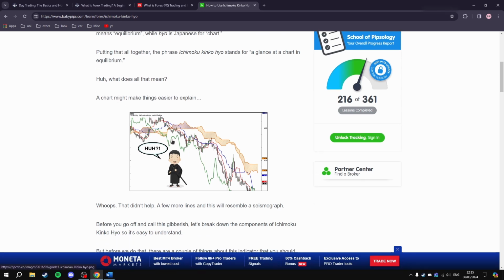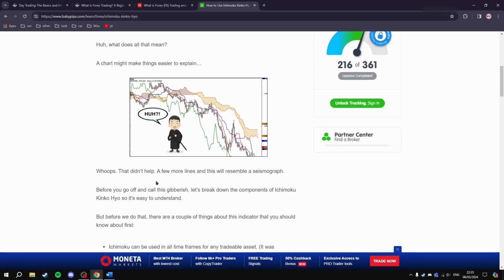So we've got the chart here. There's lots of stuff going on. We've got some red slashed areas, some orange slashed areas, the green line, the blue line, and the red line here. Yeah. Whoops, that didn't help. A few more lines and this would resemble a seismograph.